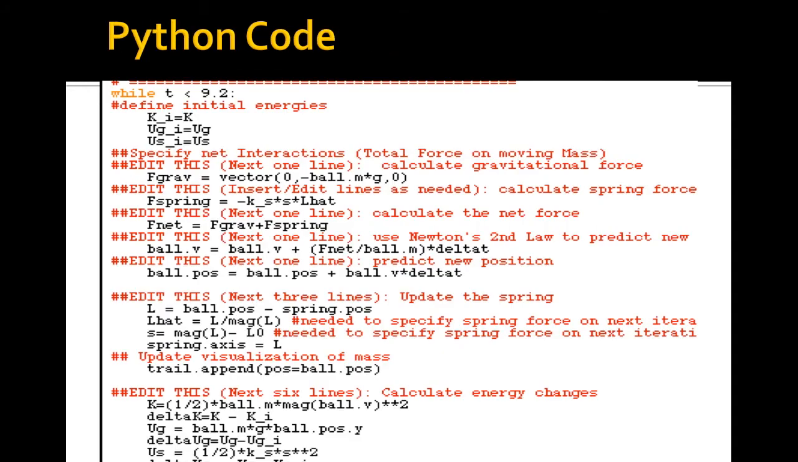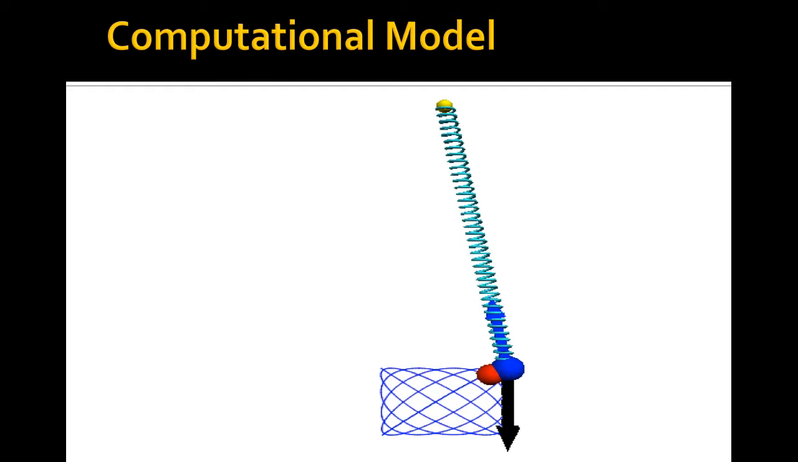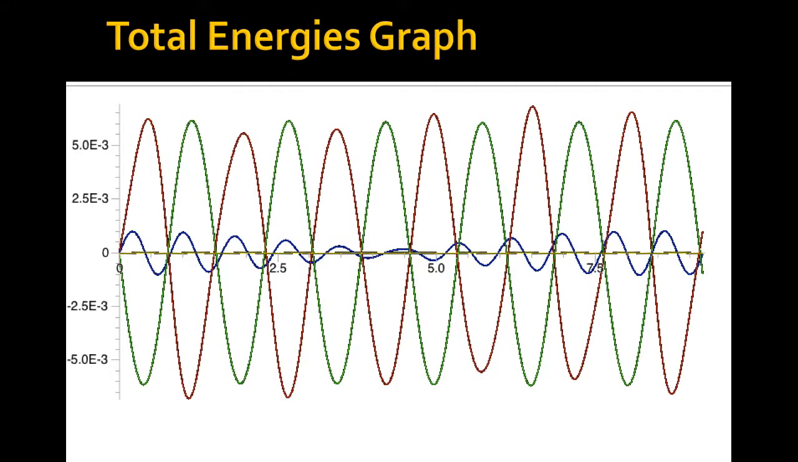So we put this into Python and we get a computational model that resembles this. The red ball shows our observed motion and the blue ball shows the predicted motion using Python. We also graph the energies using Python. The blue line represents the change in kinetic energy, the red line shows the change in potential energy due to the spring, the green line shows the potential energy due to gravity, and the yellow line shows the total change in energy. As you can see by the graph, the total change of energy equals 0.